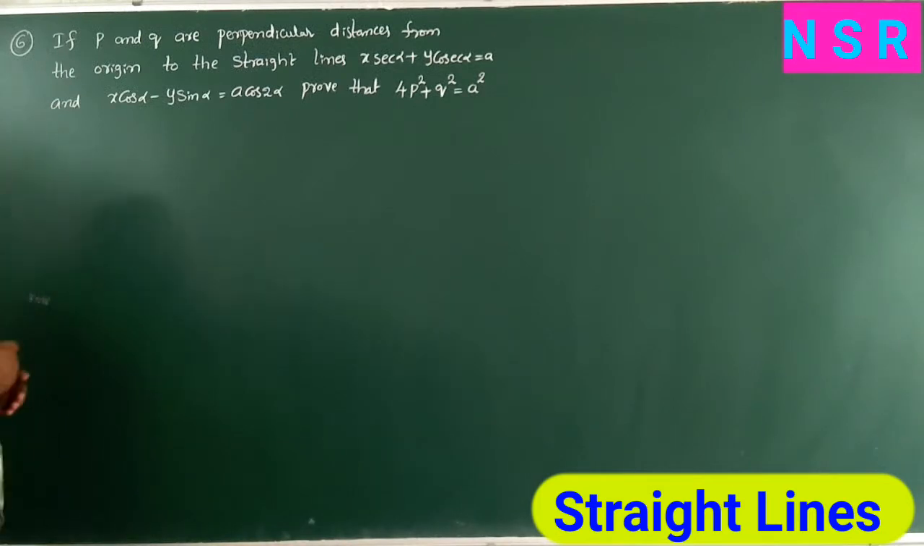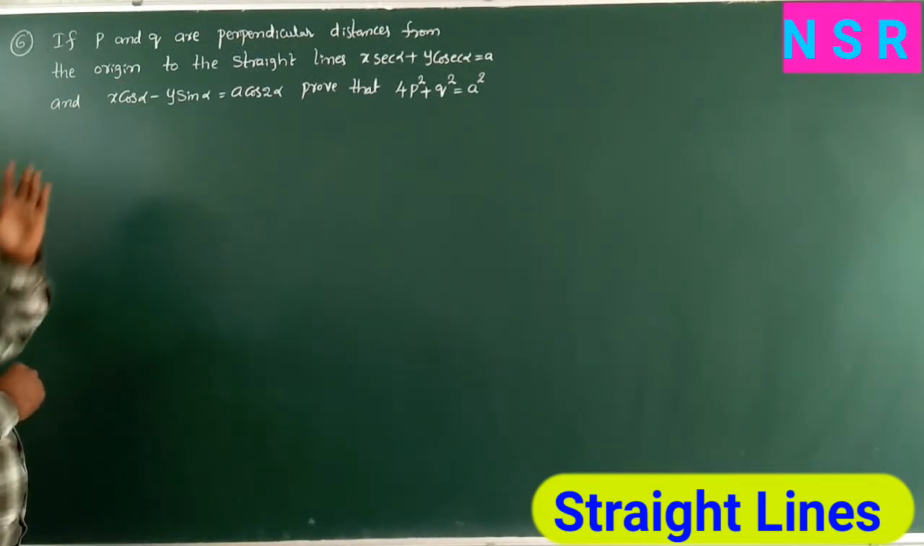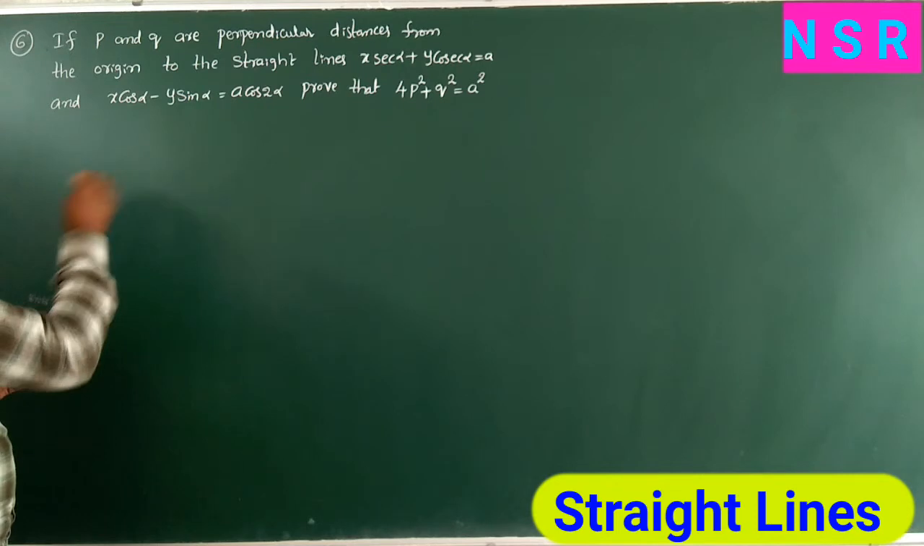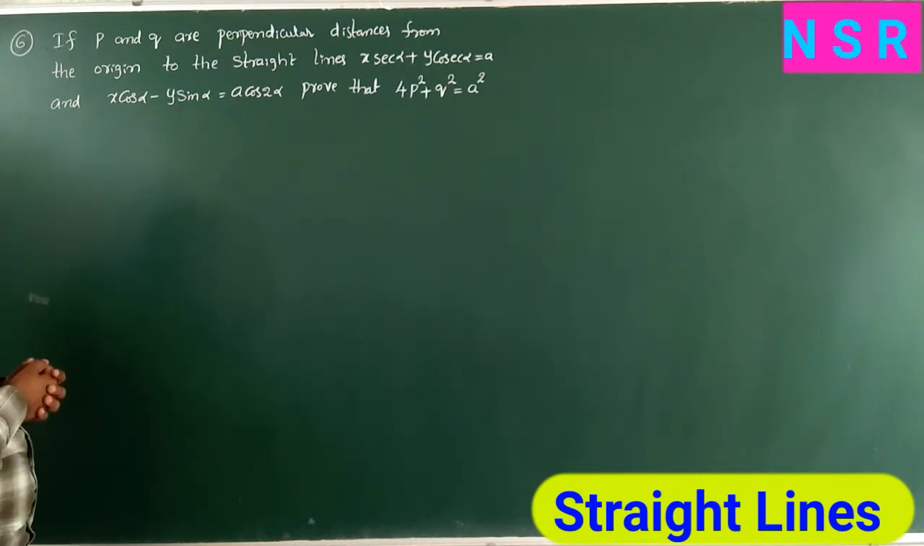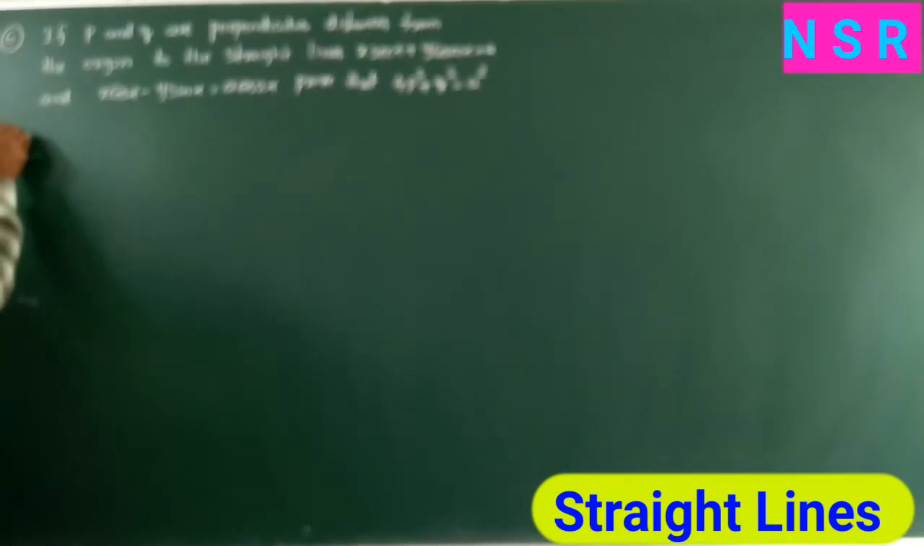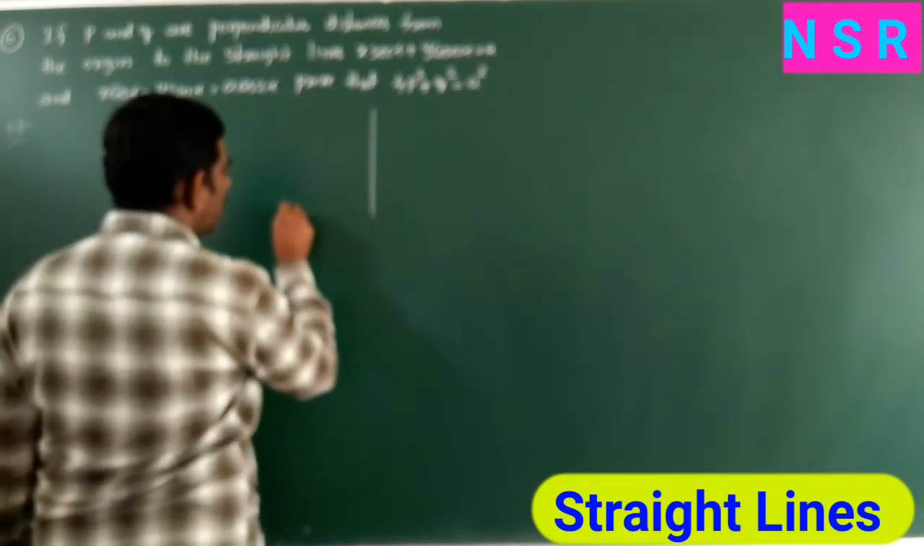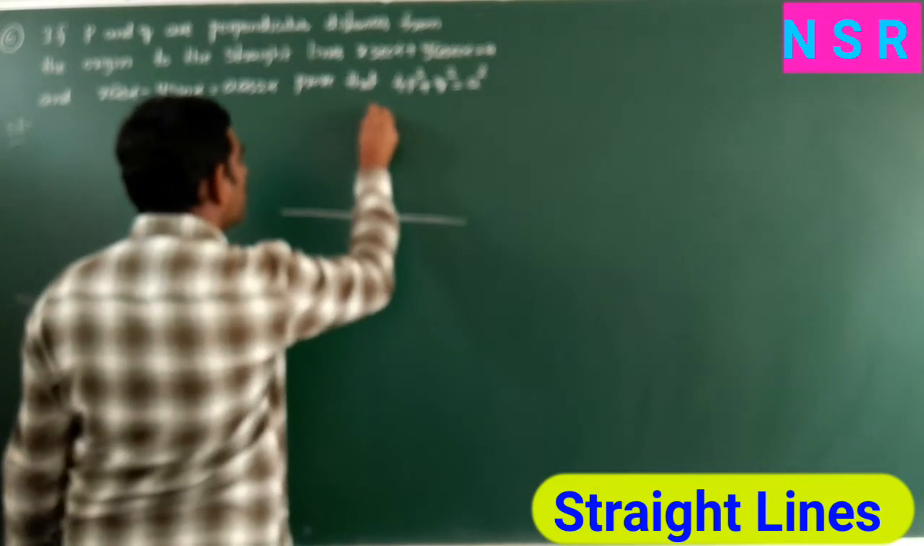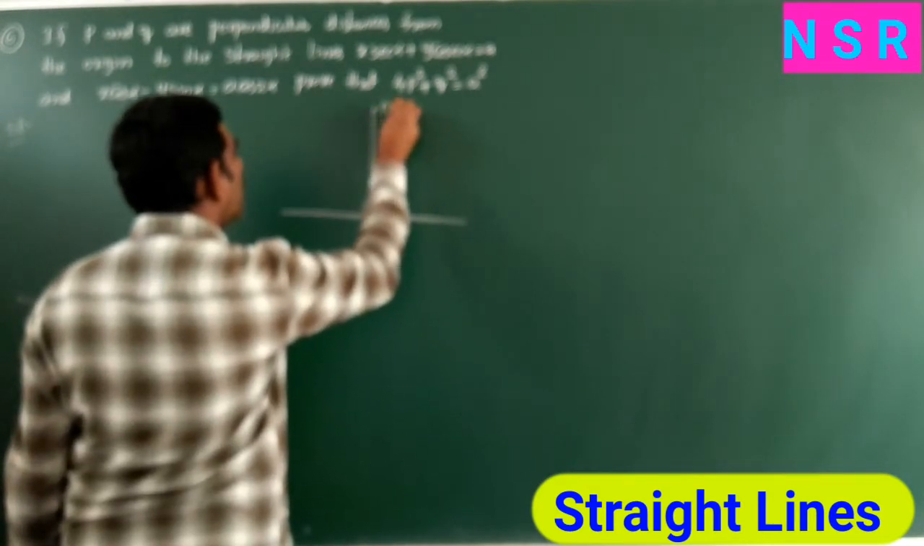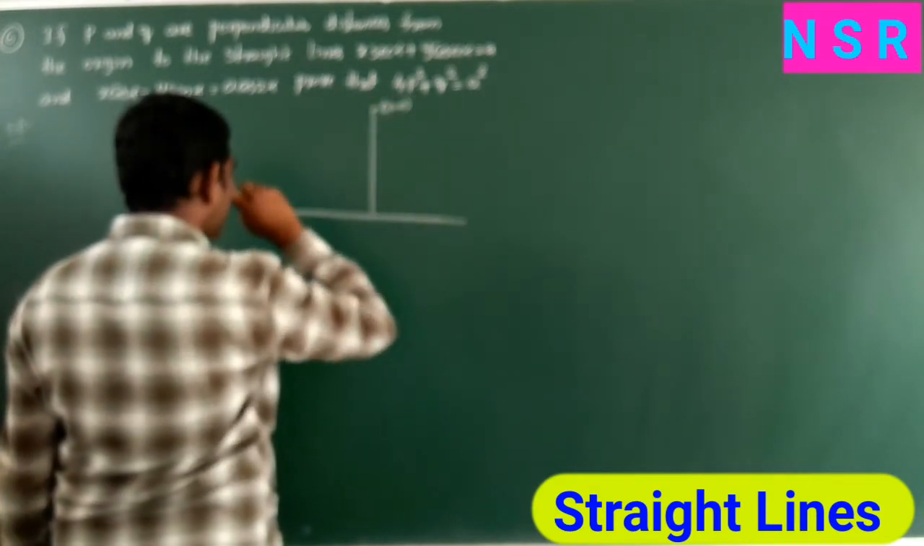If p and q are perpendicular distances from the origin to the straight lines, so here two straight lines are given, then we have to prove that 4p square plus q square is equal to a square. So in this question we are using the perpendicular distance from a point to a line. The perpendicular distances are from the origin, so the given point is origin (0, 0).